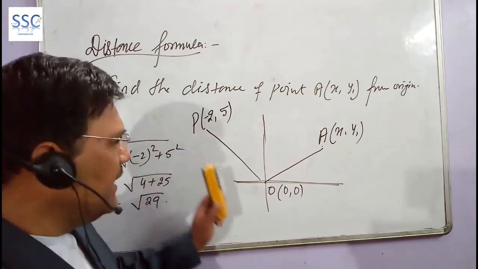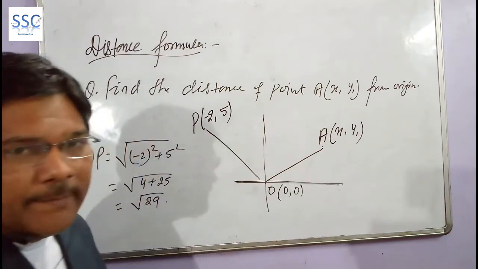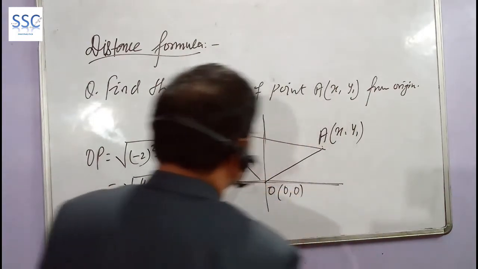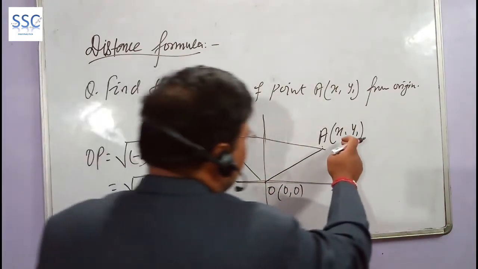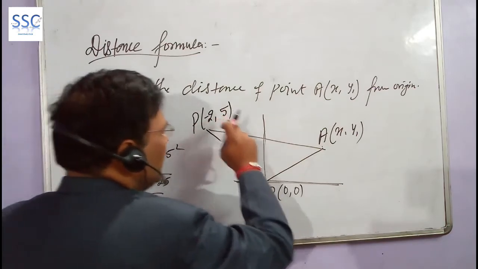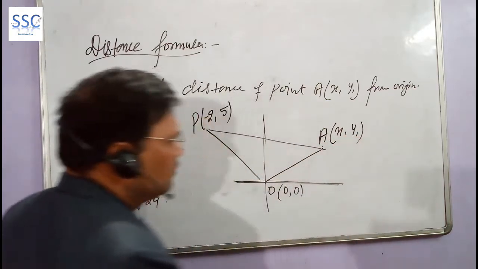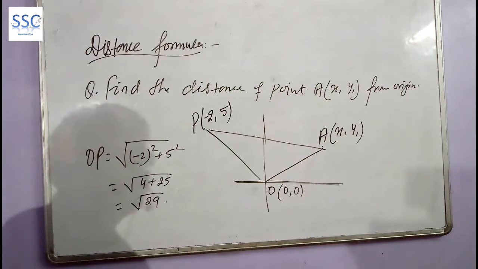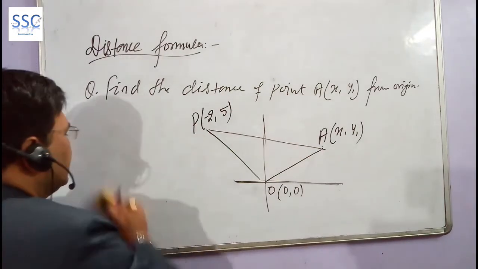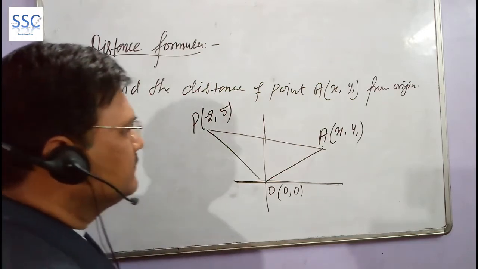Either OP or OA. Now, if you want to find the distance PA, then what do we have? We have this one as (x1, y1) and this one as (x2, y2). You take this one as (x1, y1) and this one as (x2, y2), and you will get the distance PA.